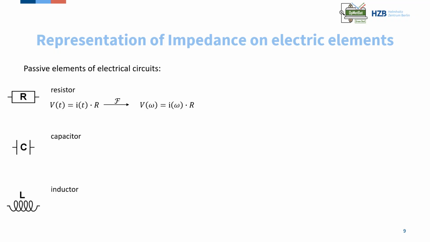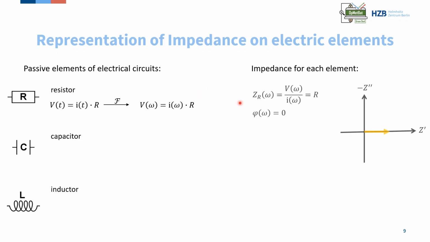The voltage and current as functions of time can be converted with a Fourier transform into functions of frequency, and this can be applied for each electrical element. For a resistor, the relation of voltage and current is the same in time domain and in frequency domain. Consequently, the impedance resulting from the resistor is exclusively the resistance itself as its real part, because the phase angle is zero.